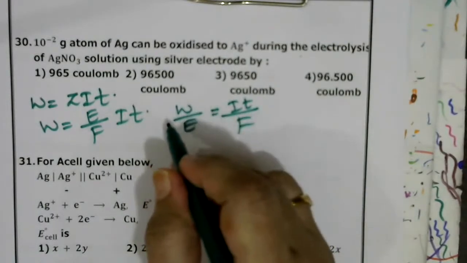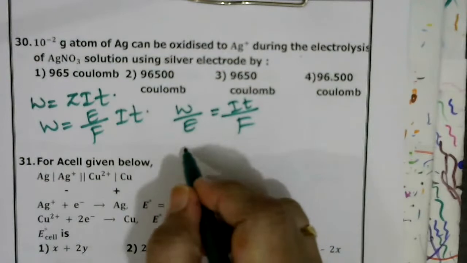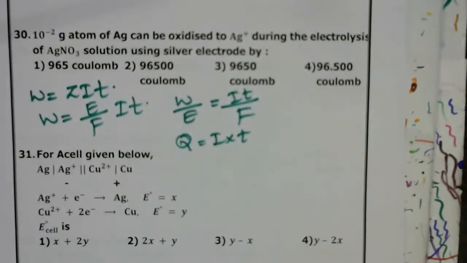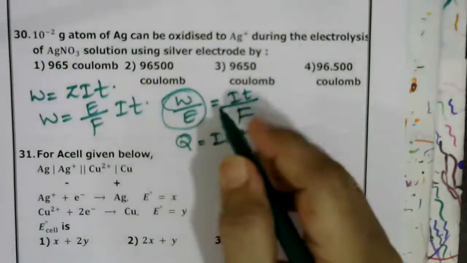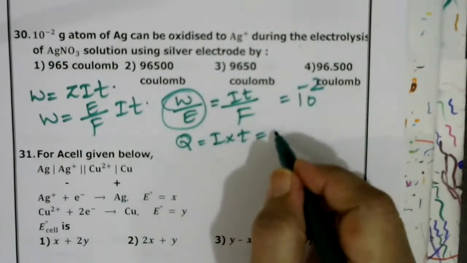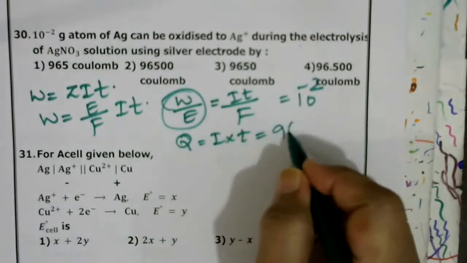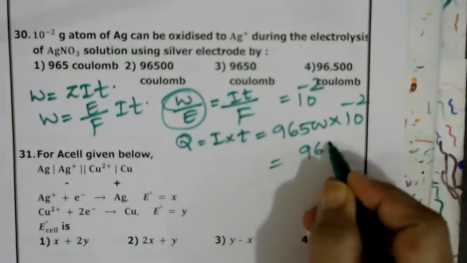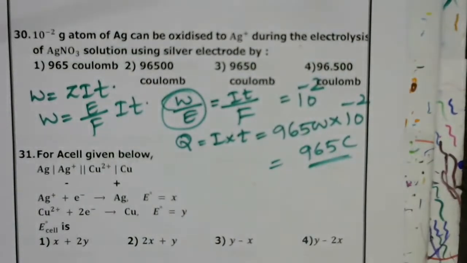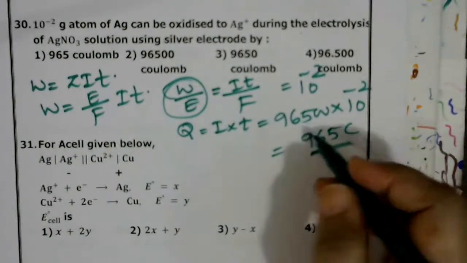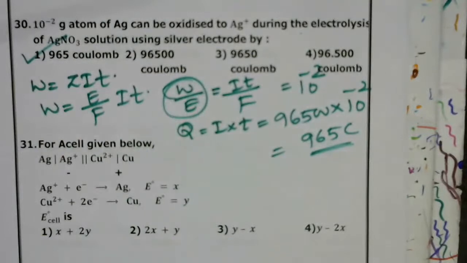Then W by E they have given us as 10 raised to minus 2. And Q is equal to I into T. Therefore, 96,500 into 10 raised to minus 2 will be equal to 965 coulomb. Therefore, the answer is the first option. Question number 30, first option.